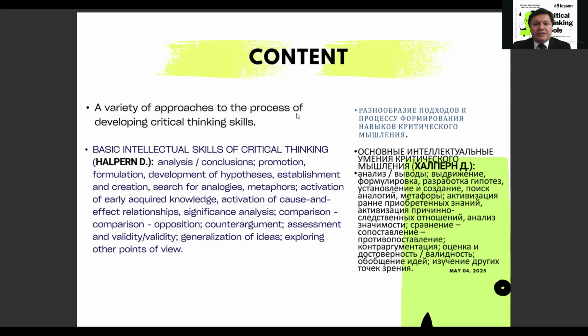A variety of approaches to the process of developing critical thinking skills. According to Vienna Halpern's book, Basic Intellectual Skills of Critical Thinking, these are analysis, consciousness, promotion, formulation, development of hypotheses, search for analogies, metaphors, activation of early and acquired knowledge, activation of cause and effect relationships, significance analysis, comparison of opposition, counterargument, argument, assessment and validity, generalization of ideas, exploring other points of view.